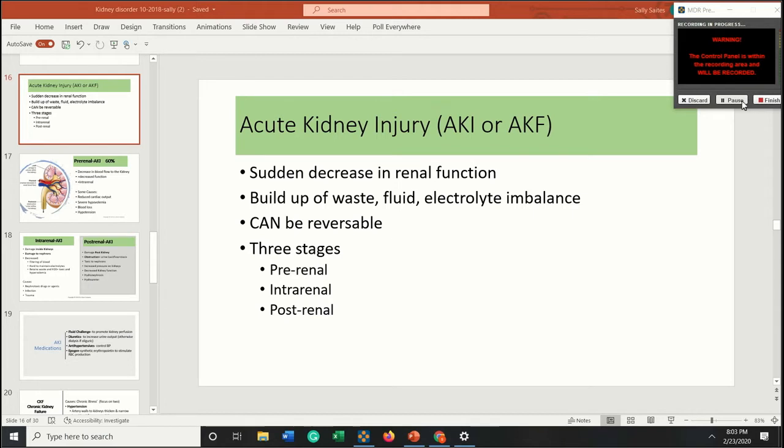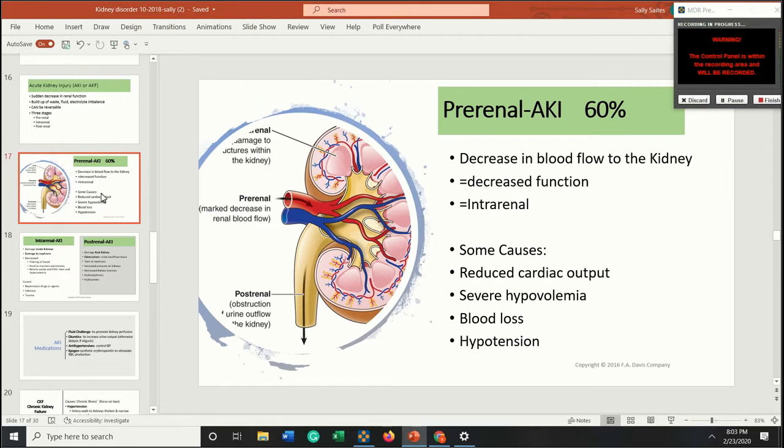And if you've listened to the other videos, you have seen different disorders for all 3 of these. So pre-renal kidney injury occurs from something before the kidneys. So think of something before the kidneys, right here.